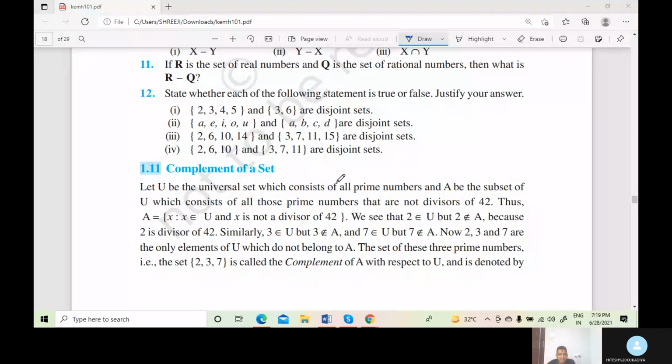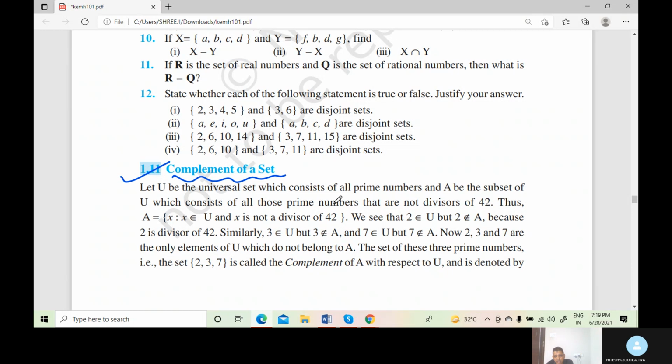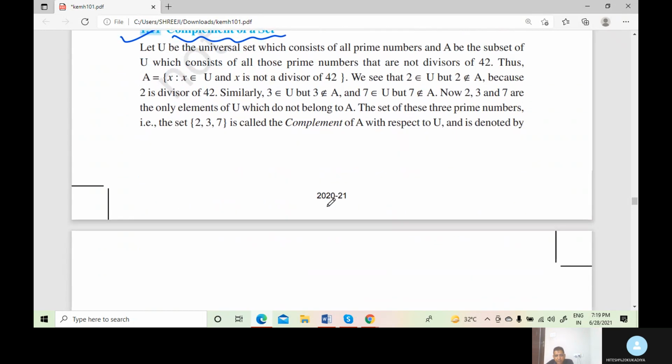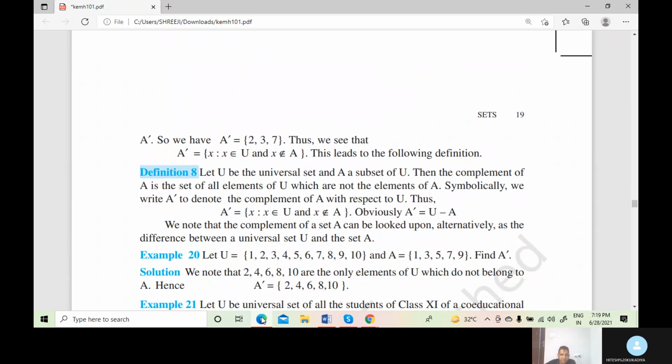Namaskar friends, we have completed the last lecture on the topic of different sets. Now we continue the discussion of Chapter 1, Sets. The new topic is the complement of a set. We give the first example and explain the complement of a set and its definition.